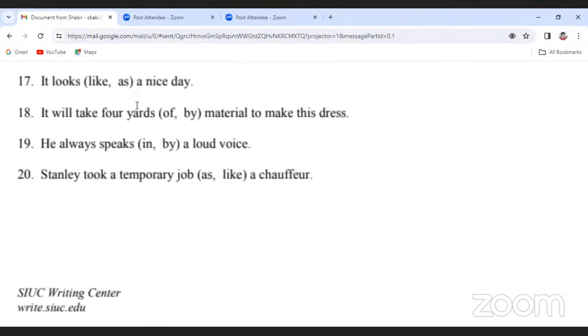took a temporary job dash a chauffeur. As. Chauffeur is a term for a private driver. Okay. Stanley took a temporary job as a chauffeur. Your private cab driver is called a chauffeur. Stanley took a temporary job as a chauffeur.